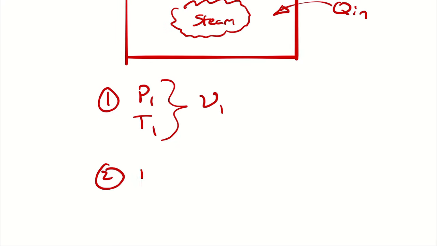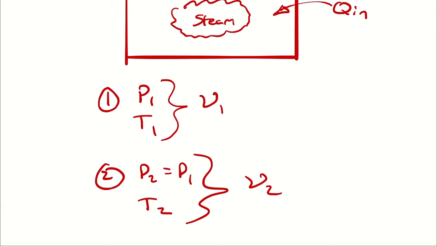And at state 2, I know P2 is equal to P1, which I know, and I know T2, therefore I could come up with whatever I want, including but not limited to v2. That specific volume can be determined knowing pressure and temperature.